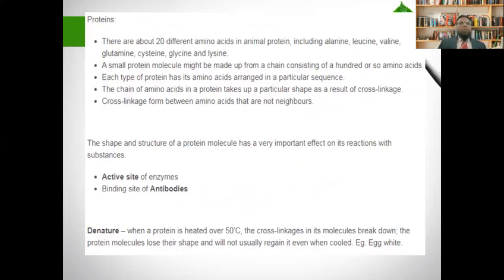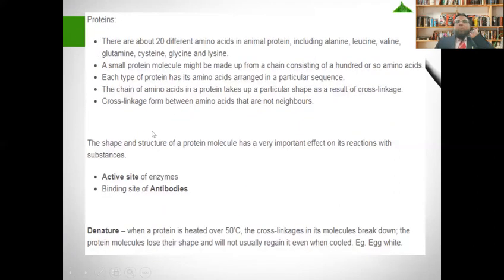Now after that, we will discuss proteins. There are proteins and amino acids. There are about 20 different amino acids in animal protein, including alanine, leucine, valine, glutamine, cysteine, glycine, and lysine. A small protein molecule might be made from a gene consisting of 100 or so amino acids.